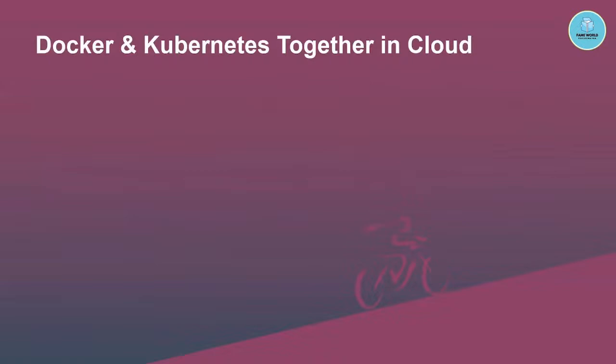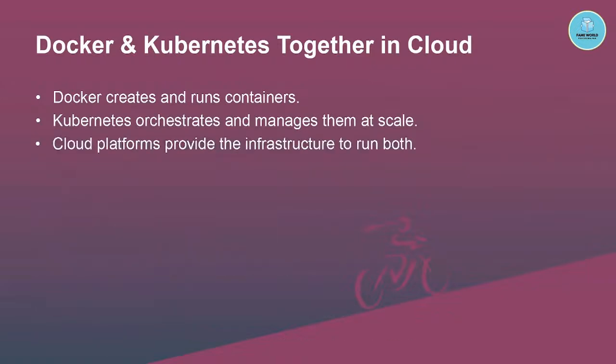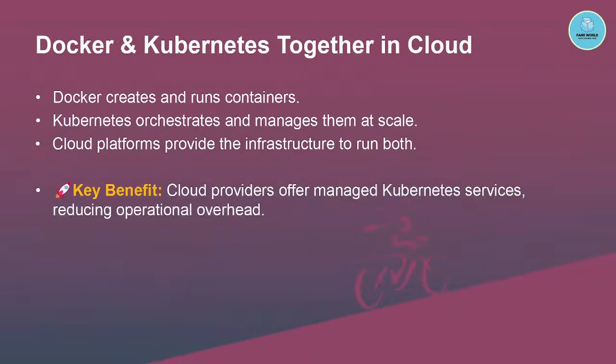Now, Kubernetes and Docker together in the cloud: Docker creates and runs containers. Kubernetes orchestrates and manages them at scale. Cloud platforms provide the infrastructure to run both, because, as I have already talked about, whether it is AWS, Microsoft Azure, or Google Cloud Platform, all of them provide the facility to run Docker applications or Kubernetes applications. Providers also offer managed Kubernetes services, reducing operational overhead.